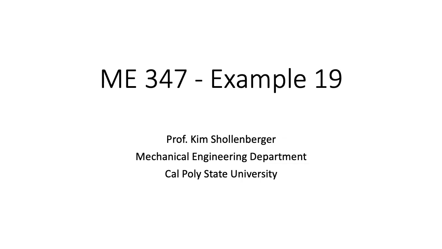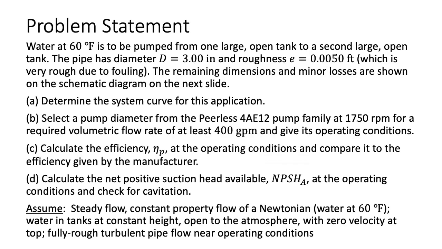ME347, Example 19. Water at 60 degrees Fahrenheit is to be pumped from one large open tank to a second large open tank. The pipe has a diameter of 3 inches and a roughness of 0.005 feet. This is a high value and corresponds to a very rough pipe wall due to chemical deposits or fouling. The remaining dimensions and minor losses are shown on the schematic diagram on the next slide.